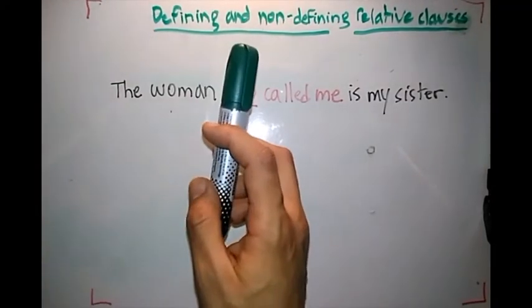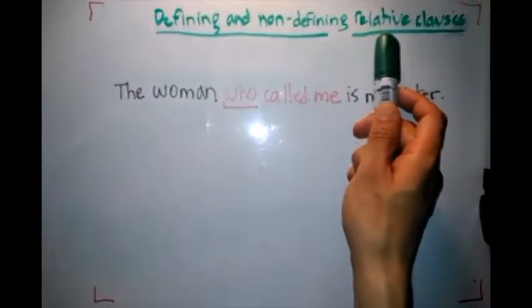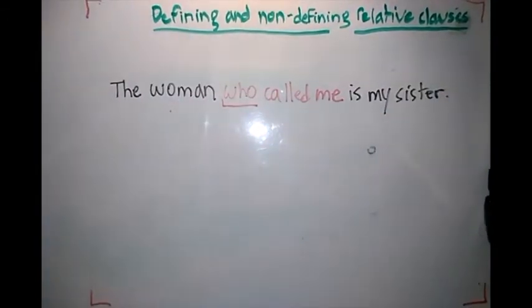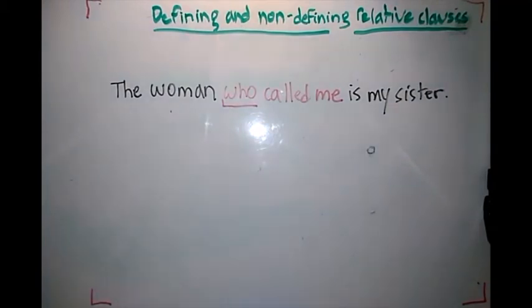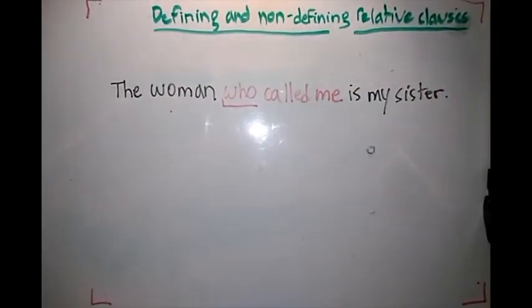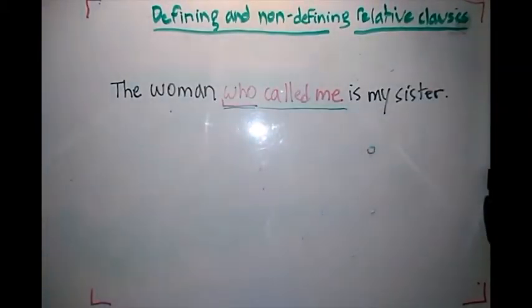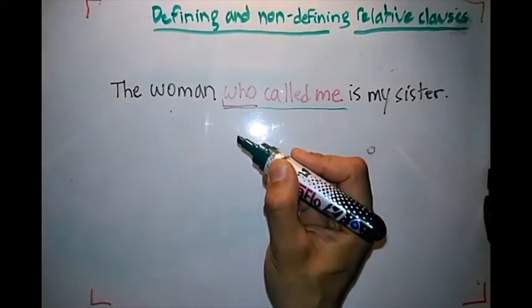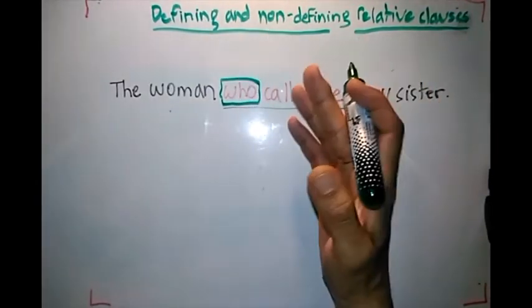In today's lessons, you're going to learn about defining and non-defining relative clauses. So let's start with what a relative clause is. Let's have a look at the following example. The woman who called me is my sister. So the relative clause in this case is who called me. And a relative clause always starts with a relative pronoun, like who, which, and so on.